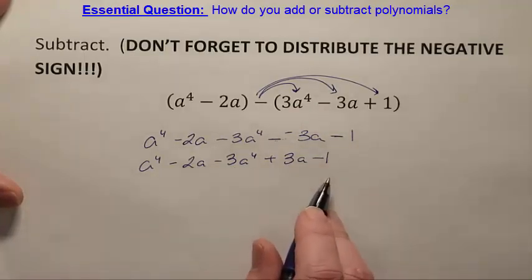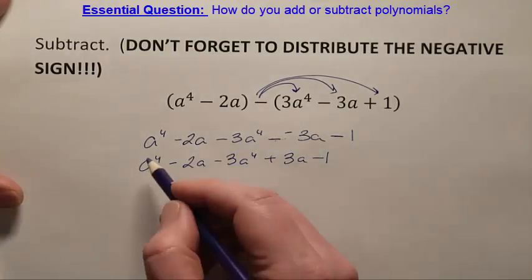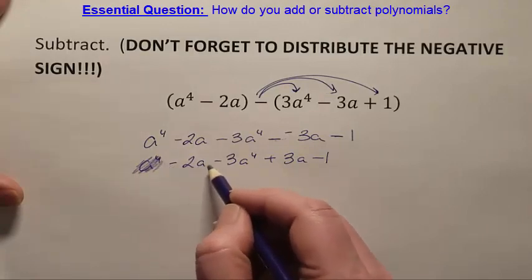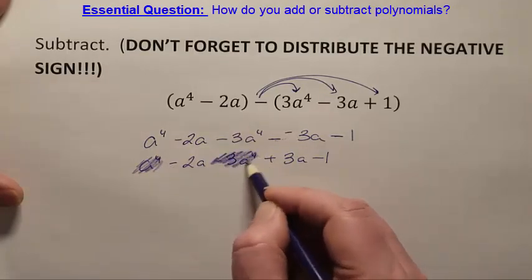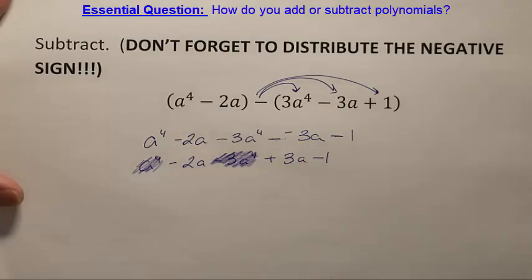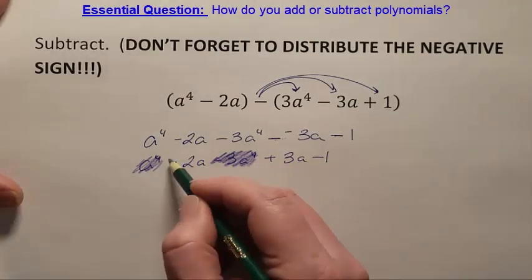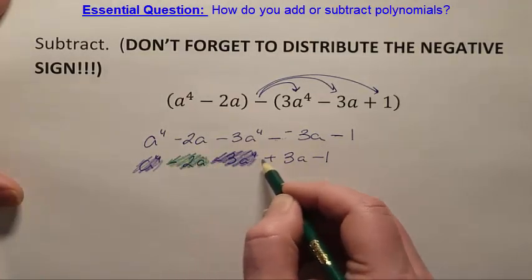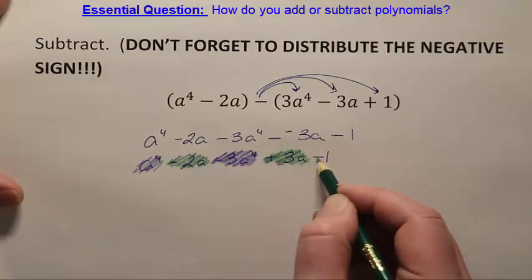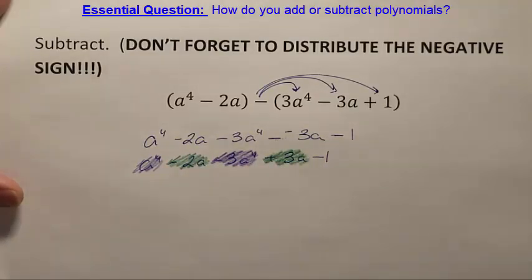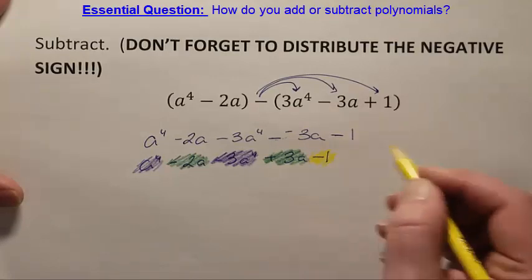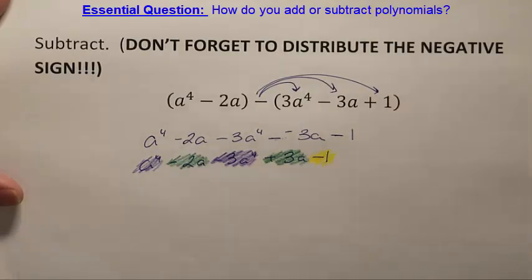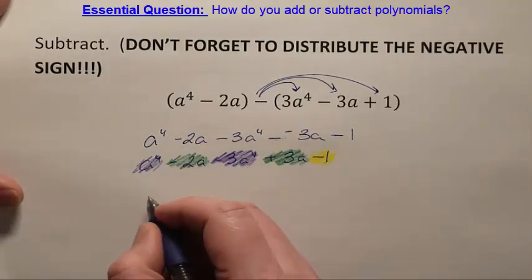And now I want to combine like terms, which means I need to identify. So here's my a to the 4th. Looking for a to the 4th. Here's a minus 3a to the 4th. No other a to the 4th. So taking my next color, this is an a. So I'm going to go through and identify my a's. Here's another a. Identified all my a's. I still see I have other things to identify. Here's my constant of a minus 1. No other constants.